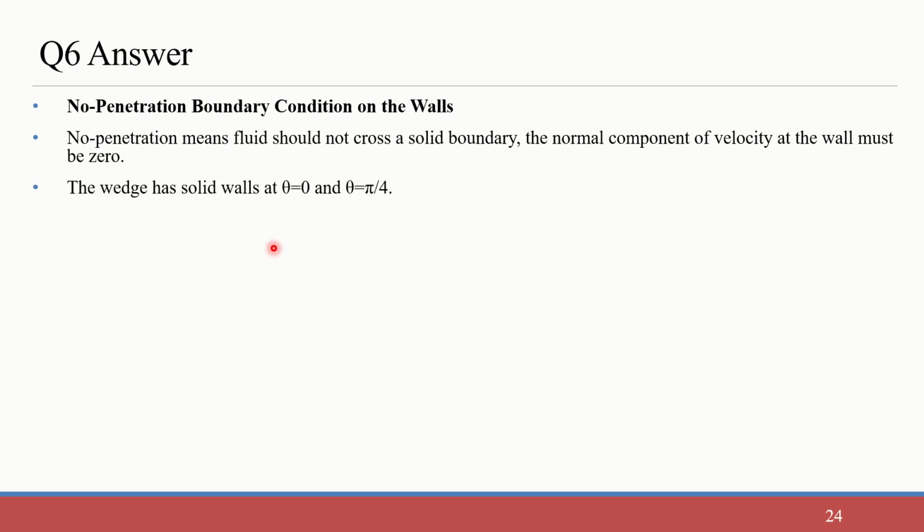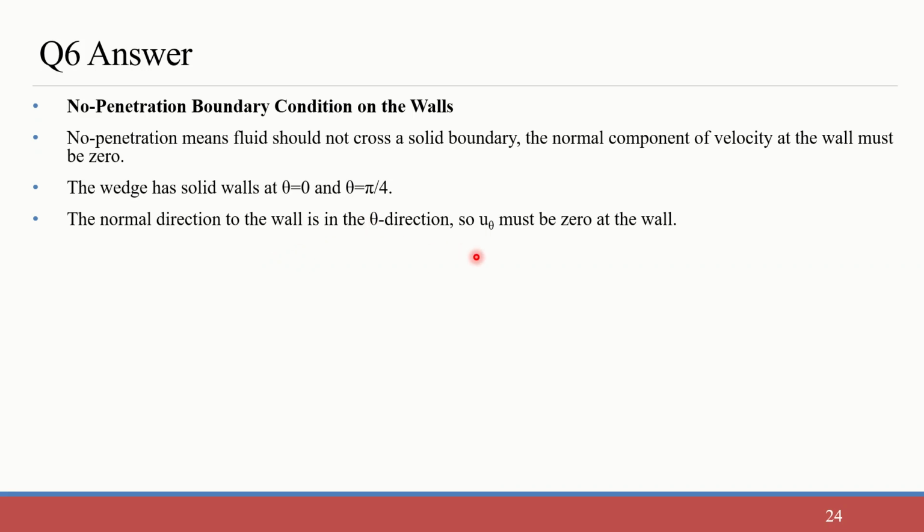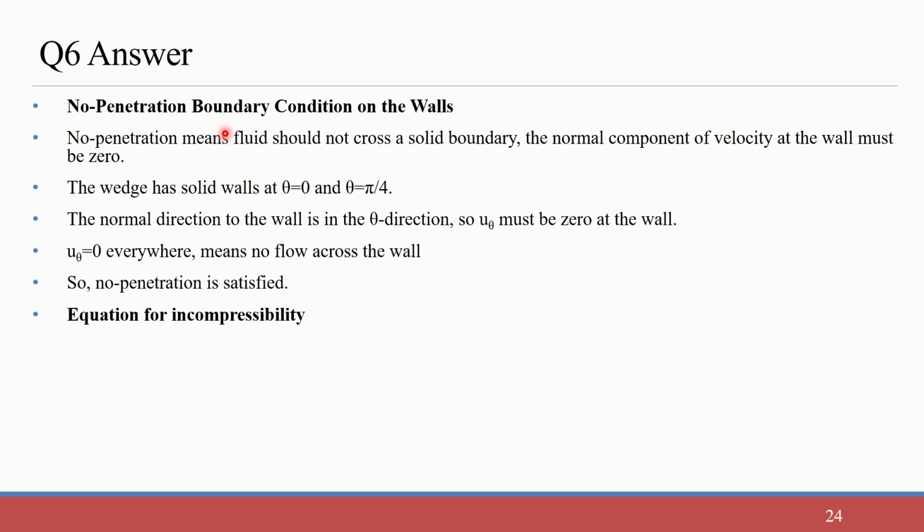So the geometry has a solid wall at theta equal to 0 and theta equal to pi by 4. So the normal direction to the walls is in the theta direction. So u theta is 0 at the wall and u theta is everywhere 0, so it will be 0 near the walls as well. So here it means that the no penetration boundary condition is satisfied.